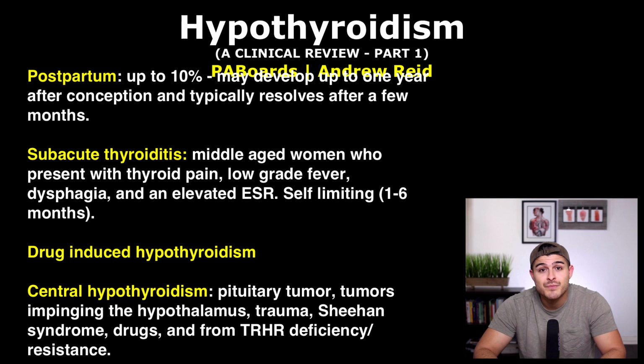Drugs can also do this. So dopamine and corticosteroids are going to decrease TSH production. And finally, we can have TRH deficiency and/or resistance. And this is going to be a mutation of a gene, right? TRHR gene. So these are the various different types. But like we said, the most common cause, Hashimoto's disease, autoimmune destruction of the thyroid gland.